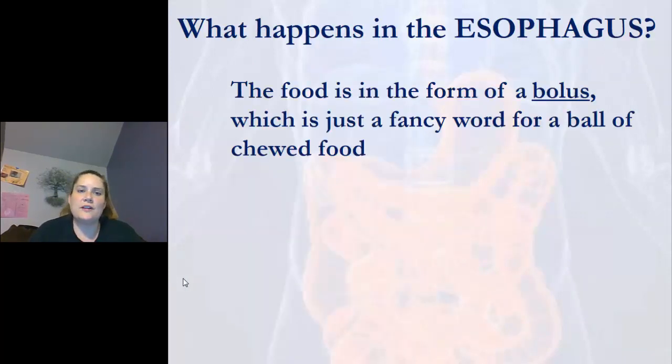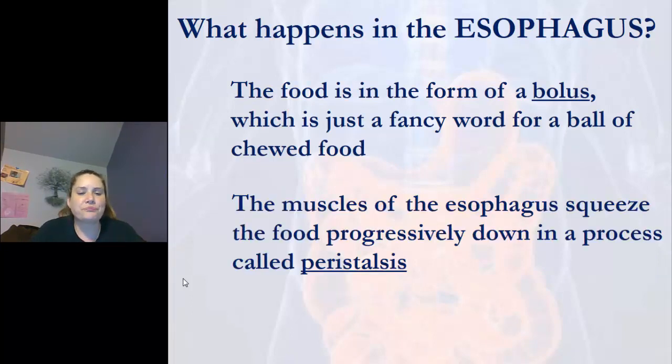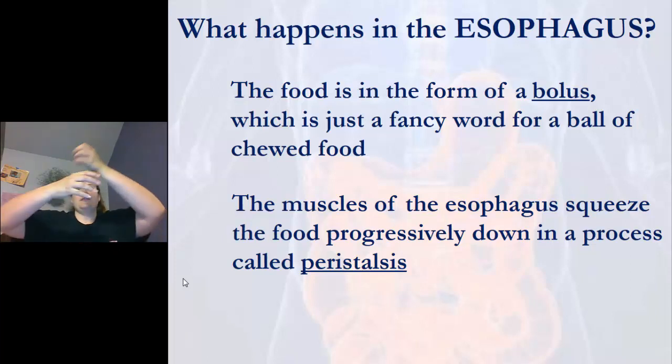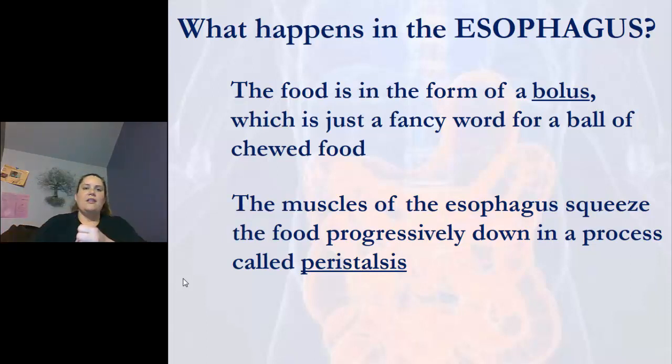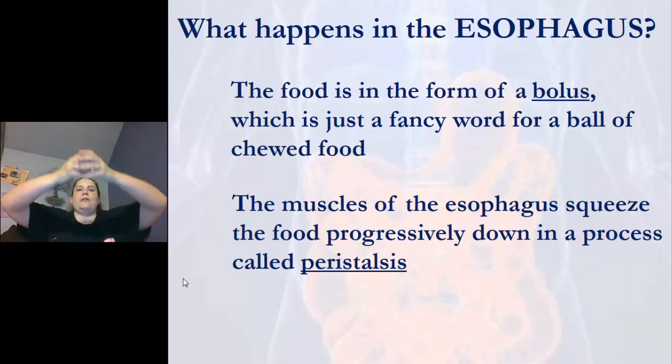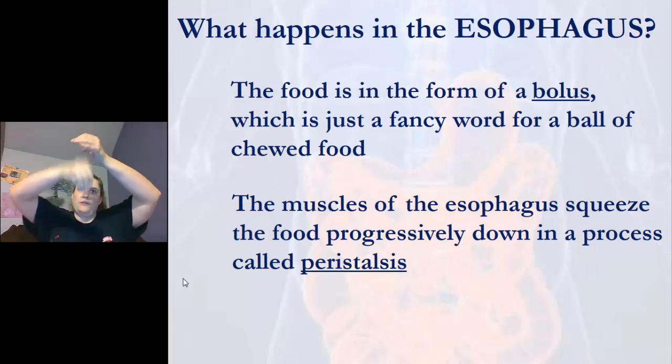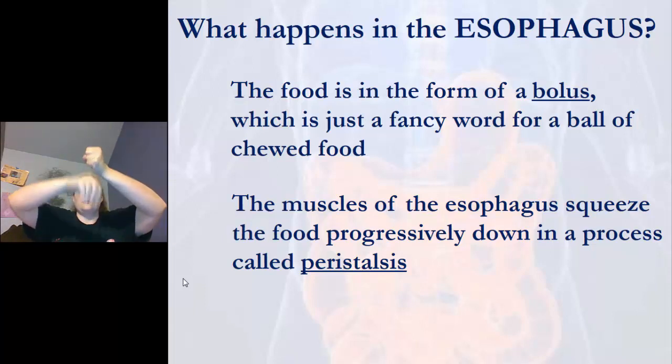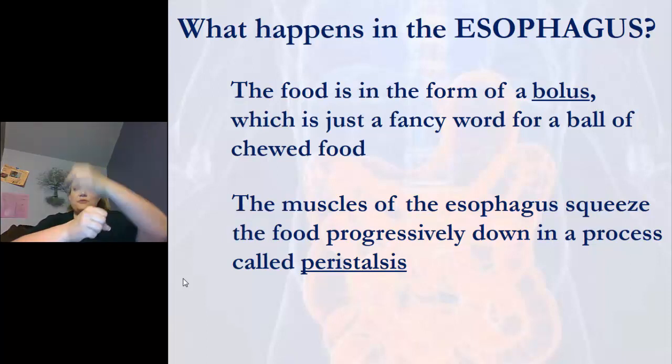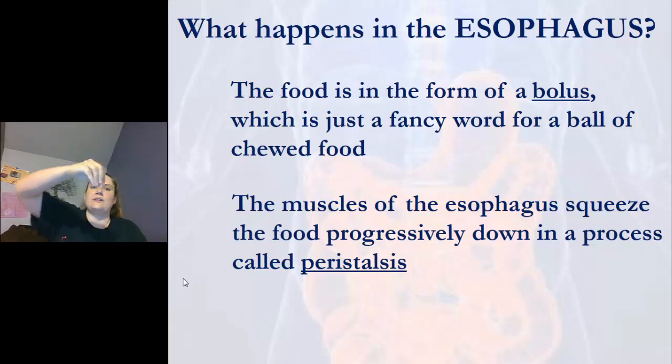Okay, so the food at this point is what we call in the form of a bolus. And a bolus is just a fancy word for a ball of chewed up food. You have muscles in your esophagus that are going to squeeze the food progressively down in this process called peristalsis. And peristalsis really just involves this series of tubular muscles that are squeezing that ball of food. And so these muscles squeeze, and then the ball of food goes down a little farther, and then the next muscles squeeze and the ball of food goes down, and it's this progressive series of squeeze, squeeze, squeeze, and so the ball of food goes down, down, down.